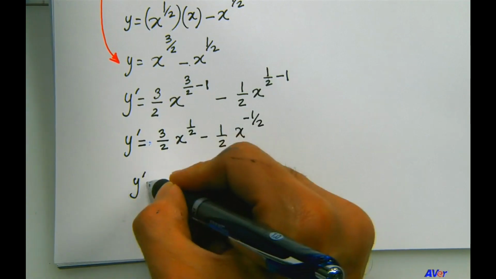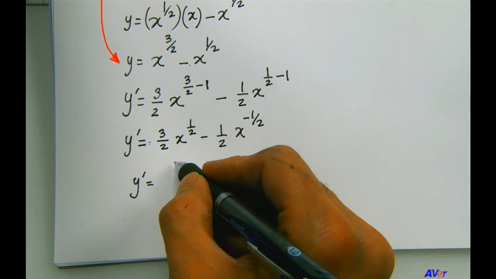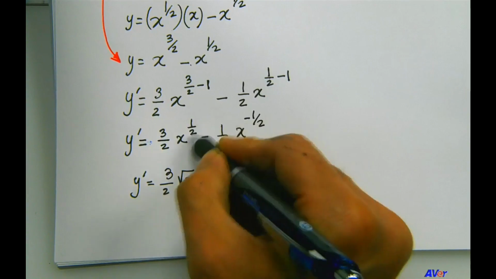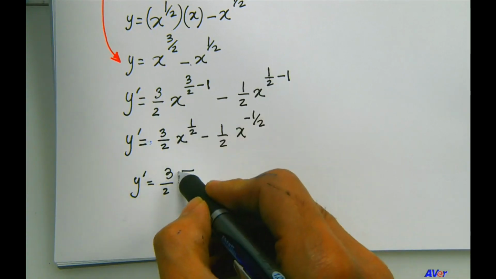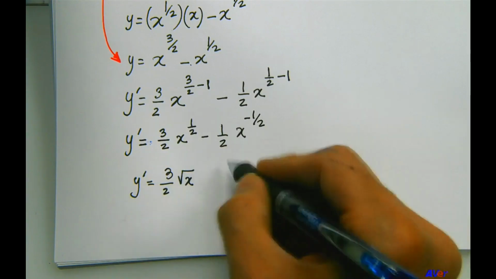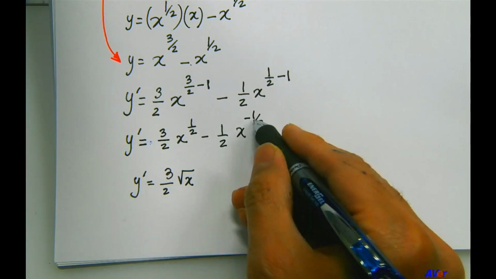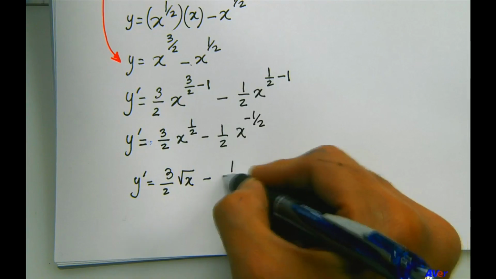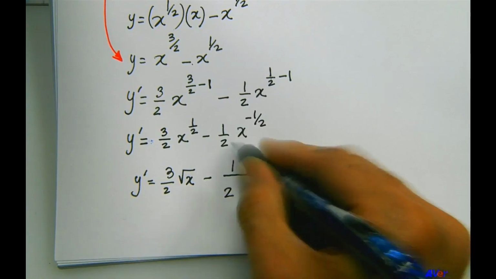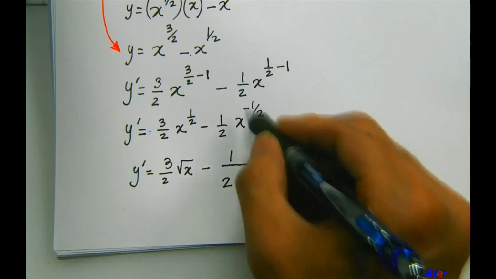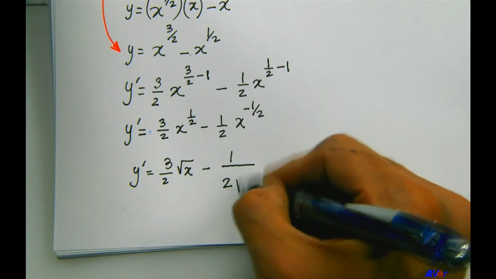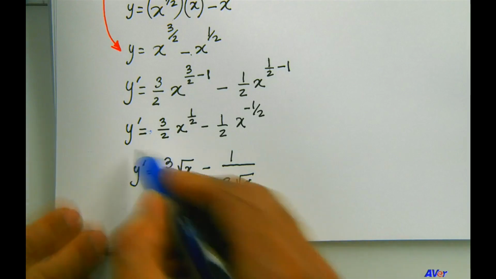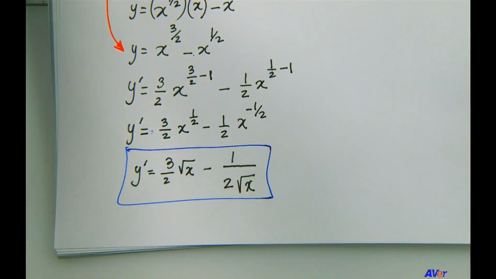So let's rewrite this in terms of a radical expression. We have y prime equals 3/2 square root of x, because this 2 in the denominator is the index of this root function. And then we need to rewrite this so the power is positive. So it will be minus 1 over this 2, which is already in the denominator, times square root of x. Like that. So we have the full derivative of that original function.